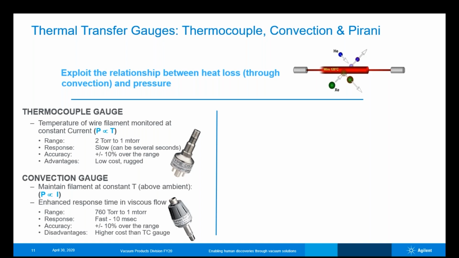Convection gauges put a little bit of a different spin on that, and what they're doing is trying to maintain the wire at a constant temperature and then monitoring the amount of current I have to put back in to replace heat loss to those gas molecules striking the surface and leaving it.